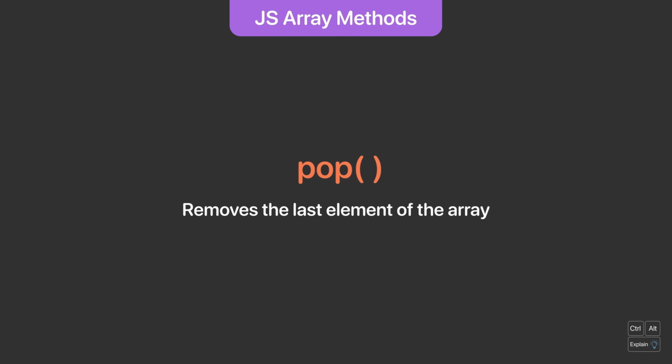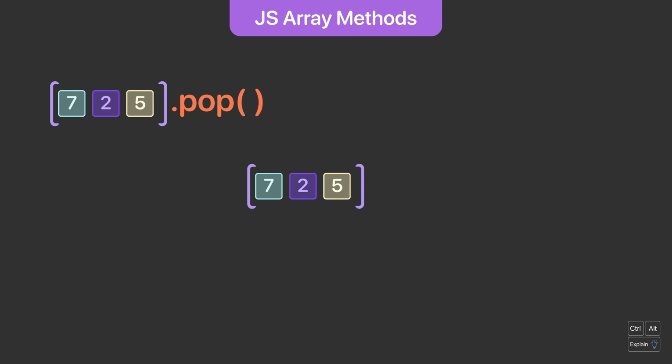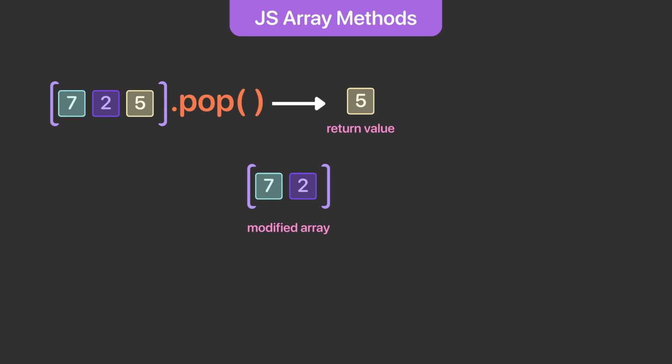The pop method removes the last element from an array. Let's say we have an array with the values 7, 2, and 5. When we call pop on this array, JavaScript removes the last item, which is 5. So we get 2 results. First, the original array is modified, and second, the removed value is returned.